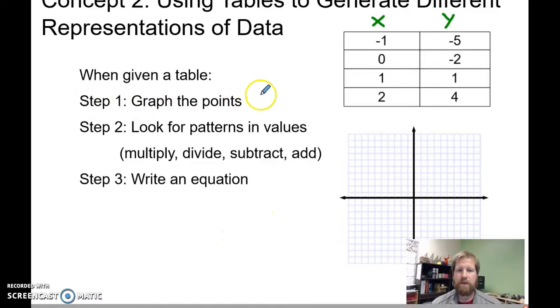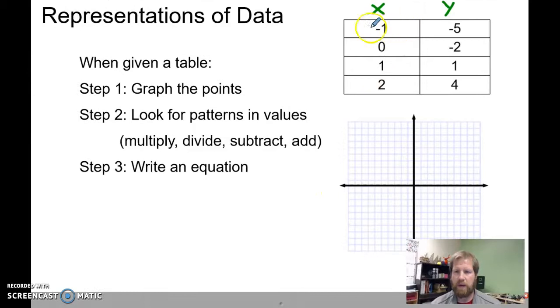Okay? So our first step when we have a table is to make our graph. All right? I've got my points. I go to -1, and then -1, 2, 3, 4, 5. Make a point there, 0 on my x, 1, 2 on my y, and I should label those. And then 1, +1, and 1, 2, +1, 2, 3, 4.